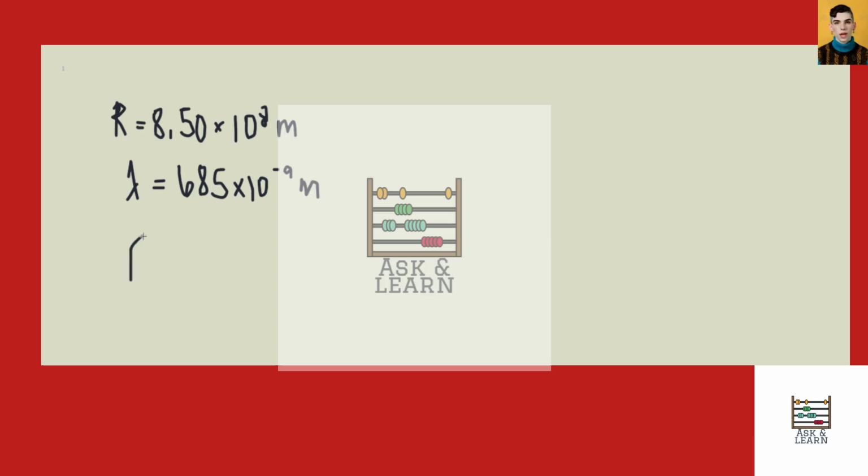All right, we can just use E = hf, and then f is c over lambda, so E is hc over lambda. h is Planck's constant, c is the speed of light, and lambda is this lambda right here. So I'm going to go ahead and plug that into a calculator. 6.626 times 10 to the minus 34 times 2.998 times 10 to the 8th, all divided by 685 times 10 to the minus 9.